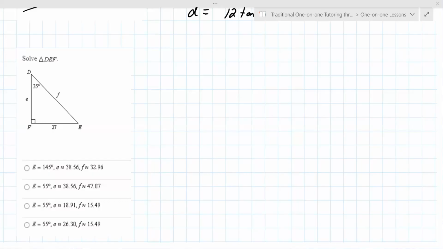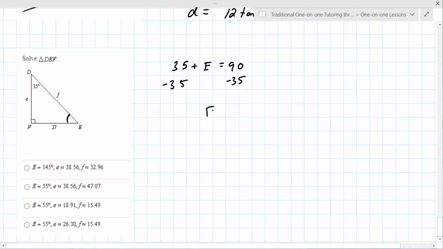Okay, so the third angle here, down here on the right, is 35 plus E has to equal 90. So you subtract 35 from both sides. So E equals 55 degrees. So that gets rid of this one. It's either B, C, or D. Is that okay?